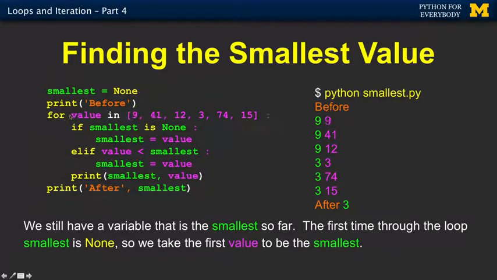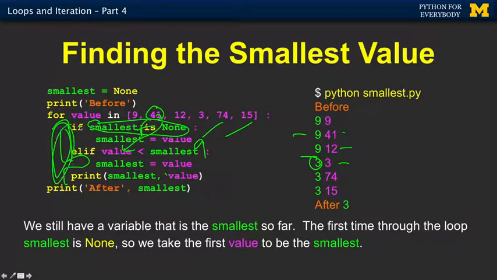Then the second time through this loop, this is going to always be false from now on, because smallest is a number, and number is not none. So that's false, so it's going to run here. Elif value is less than the smallest, which is 41. Is 41 less than 9 in this case? And the answer is no, it is not. So it stays 9. Then 12. 3 works, so 3 causes this code to run, so we grab it. So 3 is it. Then we go through 74 and 15. It runs 2 more times. And then when we're all done, we get 3.